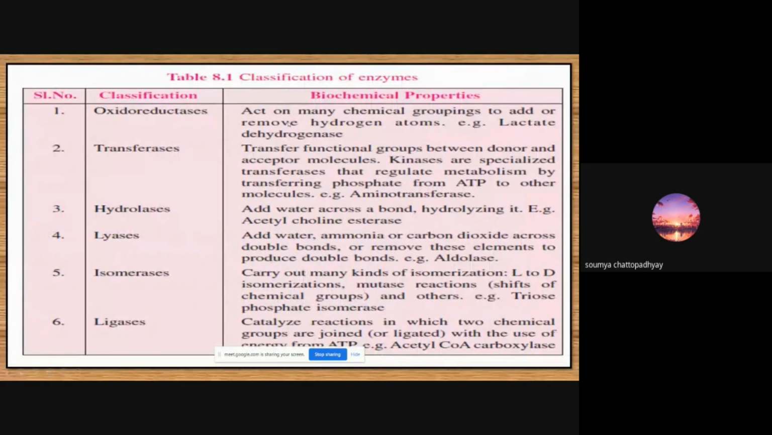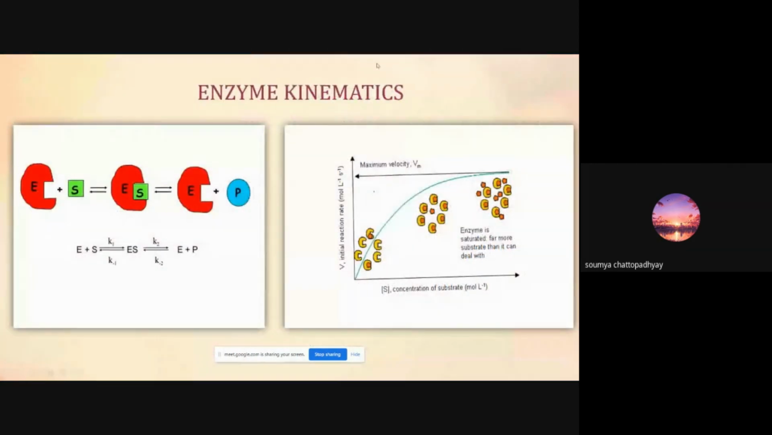Now these are the classifications of enzymes. They can be classified as oxidoreductase, transferase, hydrolase, lyase, isomerase, and ligase. I'm not going much into the details about it, and they have their examples too. I will go with the enzyme kinetics at first.